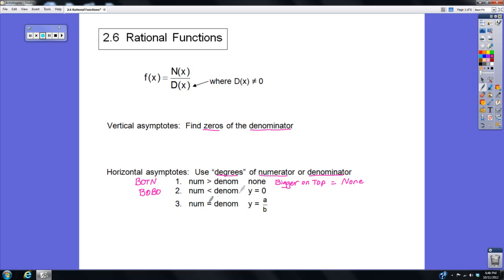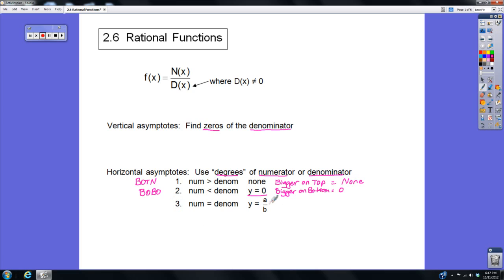No horizontal asymptote. Bobo stands for bigger on bottom equals 0, or y equals 0. Bigger degree on the bottom, y equals 0. Bigger on bottom, Bobo. So Botan and Bobo may help you remember these two rules without having to memorize the greater than and the less than symbols. So that's just one little thing that may help you.